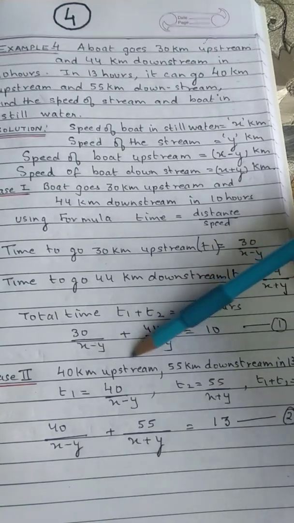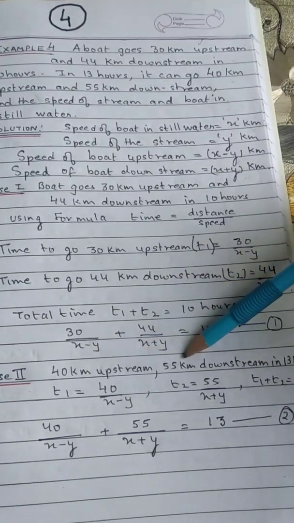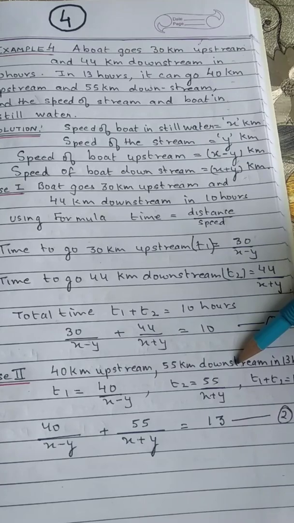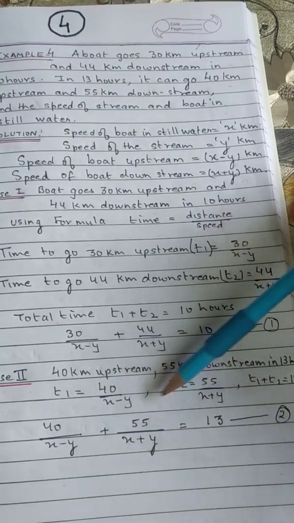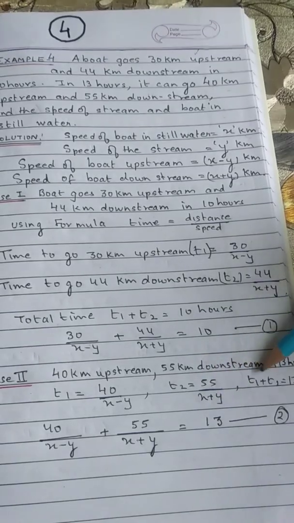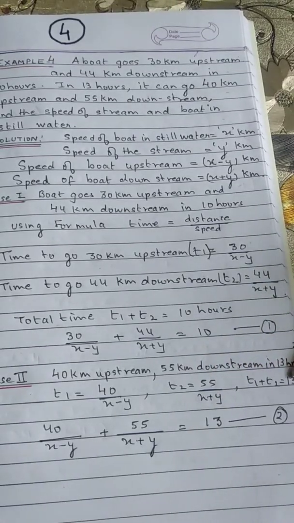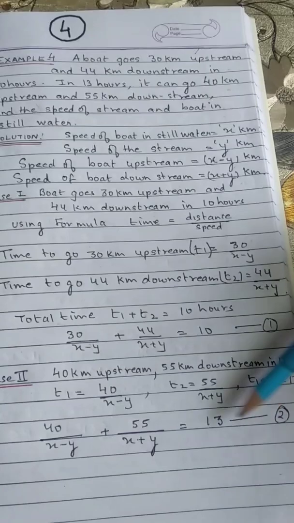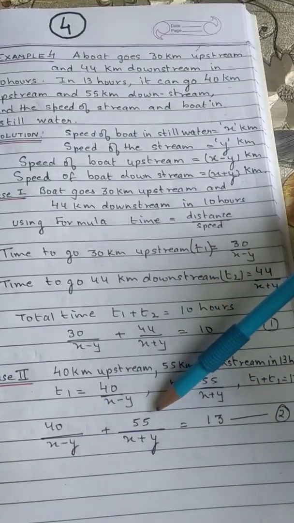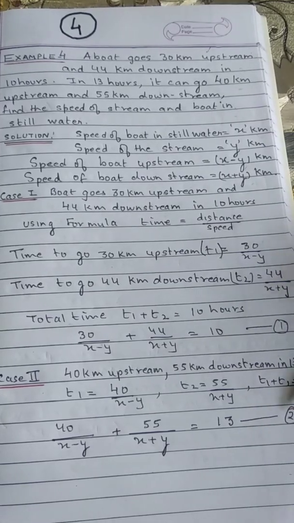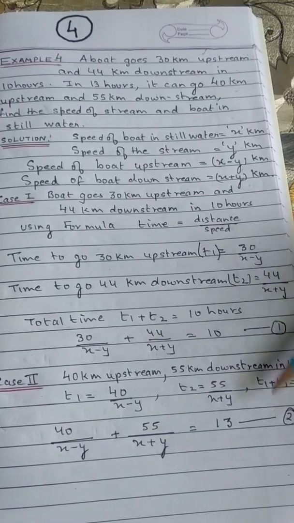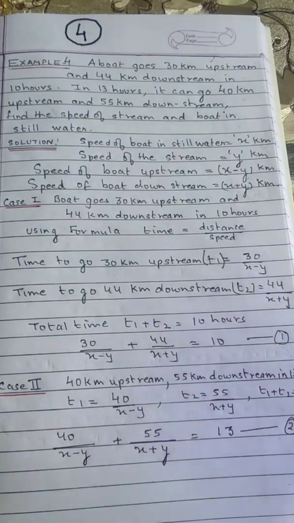Now 40 kilometers upstream and 55 kilometers downstream in second case, in 13 hours. t1 is 40 upon x minus y, t2 is 55 upon x plus y, t1 plus t2 is 13. We have the equation 40 over x minus y plus 55 upon x plus y is equal to 13. We are getting the two equations. Now we will solve these equations.